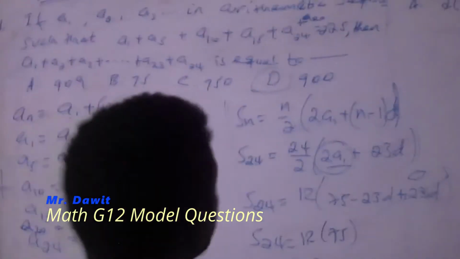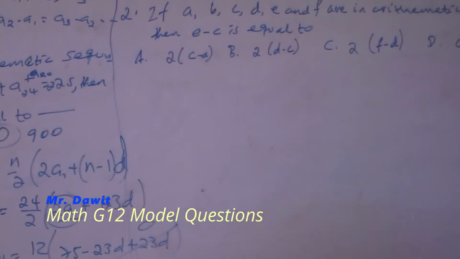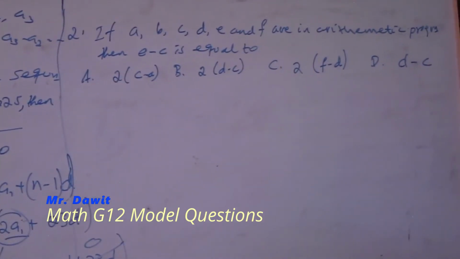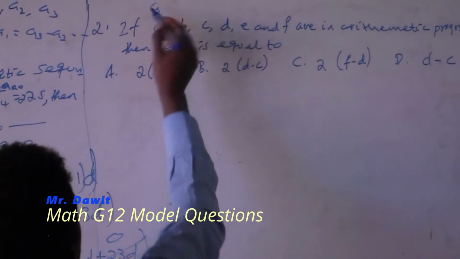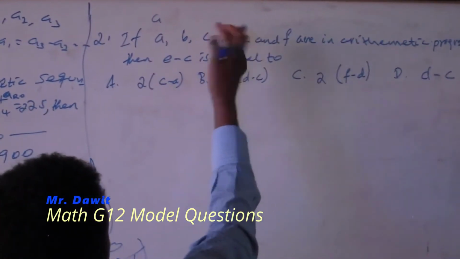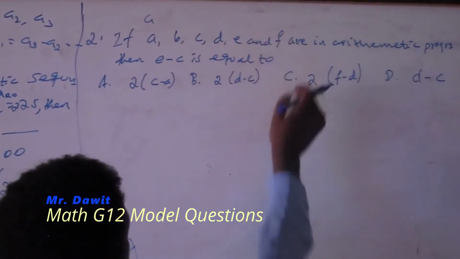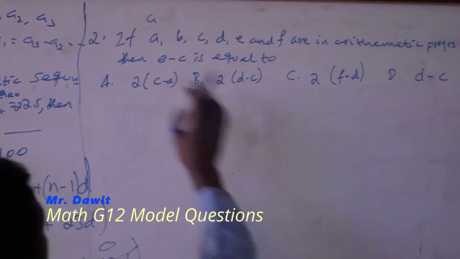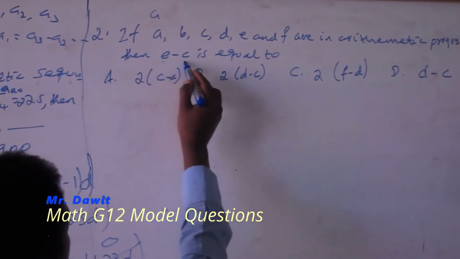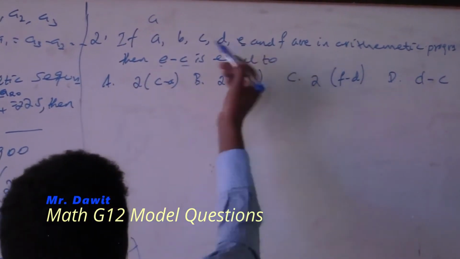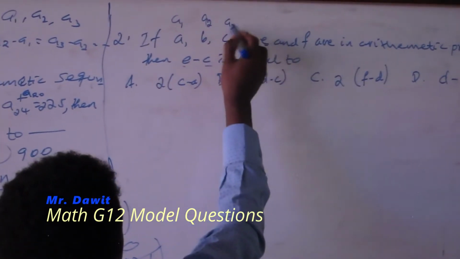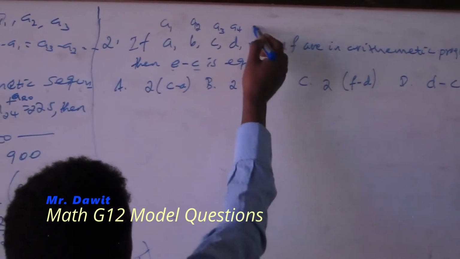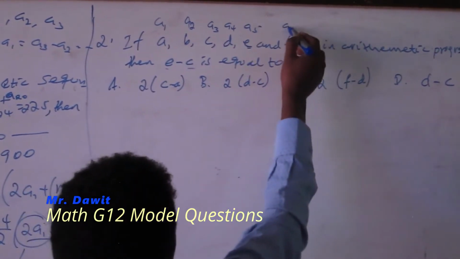The second equation is again related to arithmetic sequences, which seems very simple, but you have to remember what the common difference means. So assume that A, B, C, D, E, and F are in arithmetic progression. Then what is the value of E minus C? Let's say this is the first term, this one is the second, this is the third, the fourth, the fifth, and F is the sixth term.